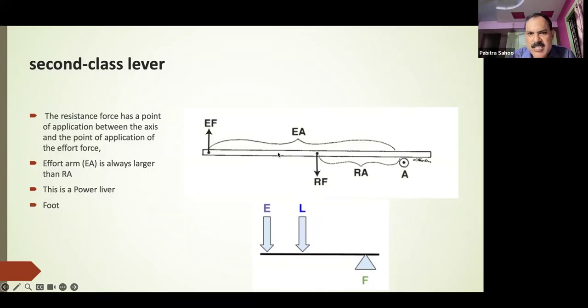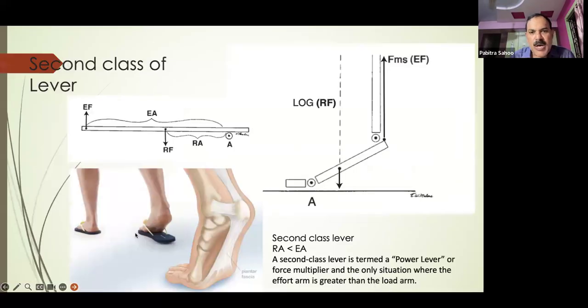In this case, since the effort arm is longer, a lesser amount of muscle power is required to get a movement or to lift up the body part or the weight. Since the effort arm is longer, it needs less force to get the desired momentum. That's why it is called a power lever. With a small force, it can lift a heavy weight. And the best example of the power lever is the foot. How does it work like a power lever in the foot?